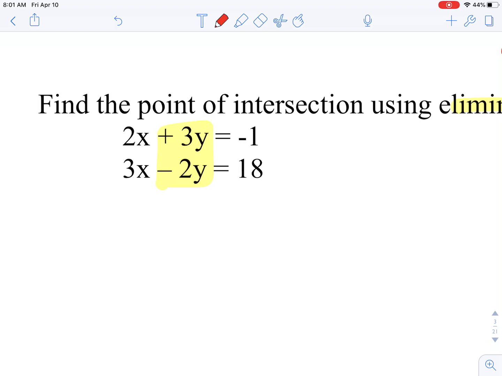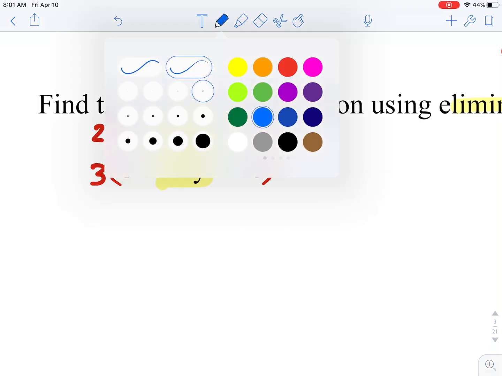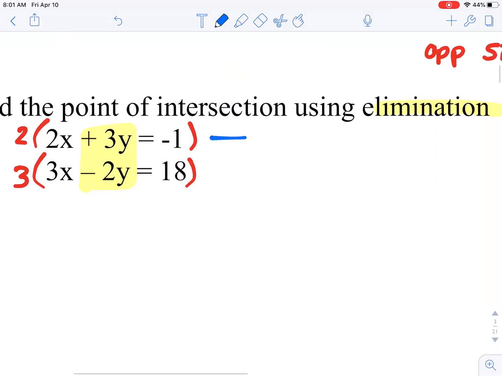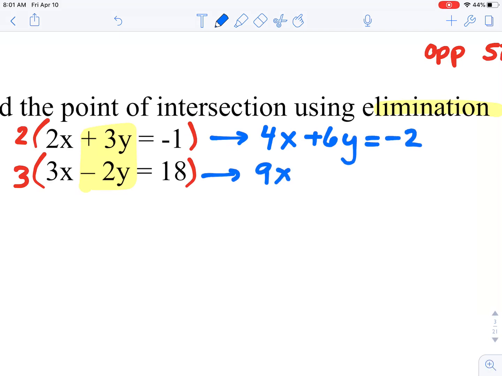I'm going to think of my multiple of what they both go into, and that would be 6. So I'm going to multiply this first one by 2 and the second one by 3. And then rewriting my two equations. If I distribute my 2, I get 4x plus 6y equals negative 2. And then 9x minus 6y, and 18 times 3 is 54.